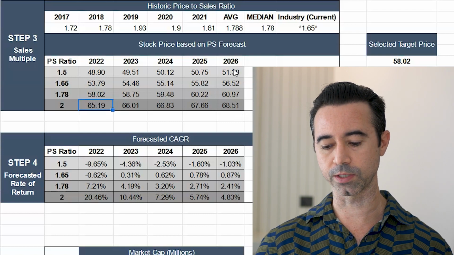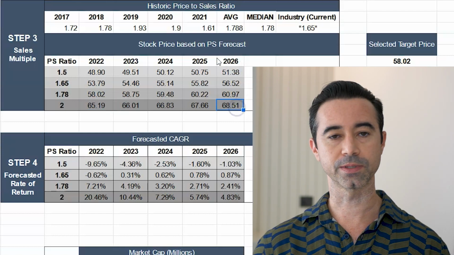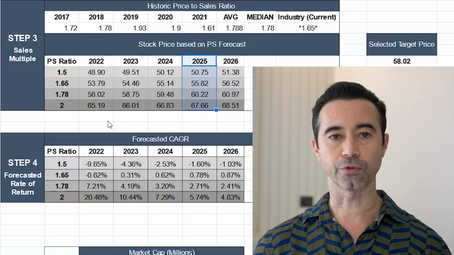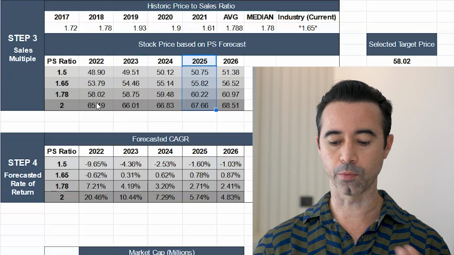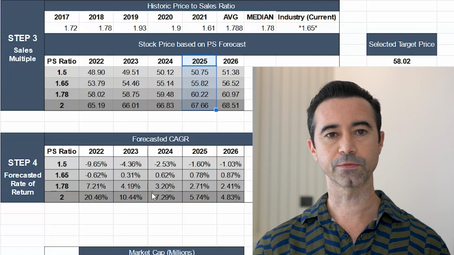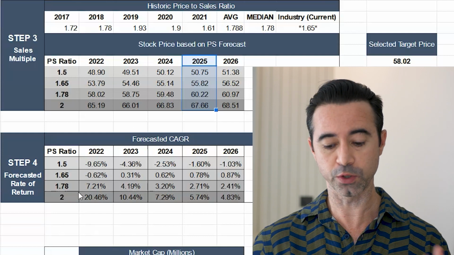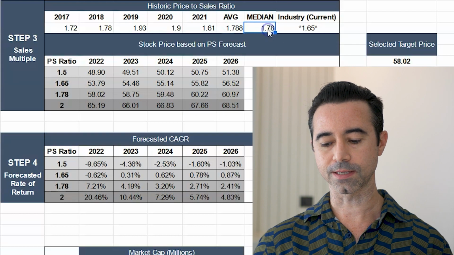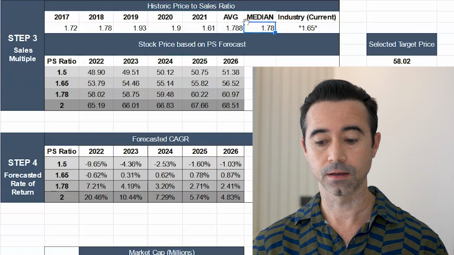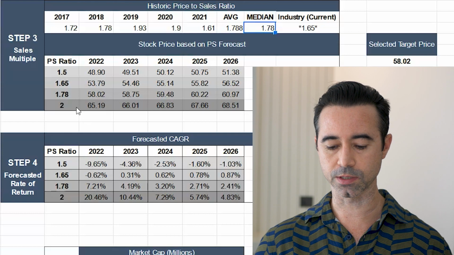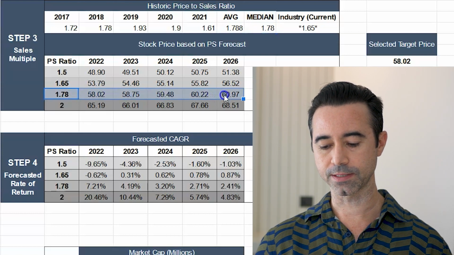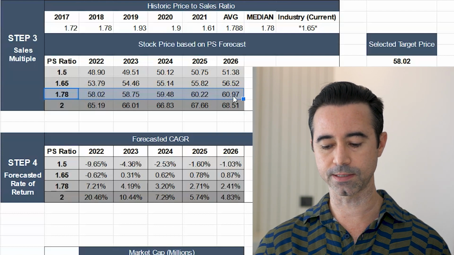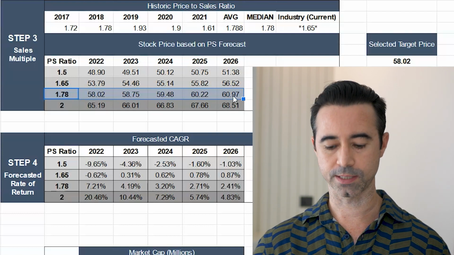So this is what we're doing here. We're projecting this to 2026. So these are the potentials that it would be in 2026, 2025. These are the projected prices of the stock based on the multiple of revenue. These are the different rates of return if you achieve this. So what I'm doing is I'm saying, let's go with 1.78. I'm going with the median of these different price to sales multiples. So 1.78, this is what I'm saying the price target would be. $58 by the end of this year, 60.97 by 2026.